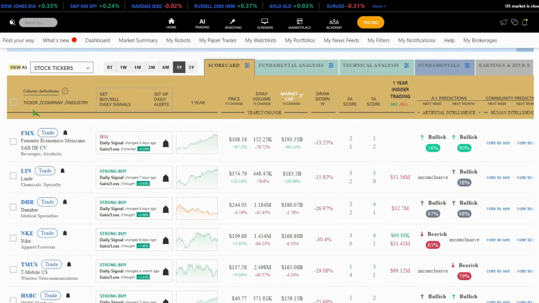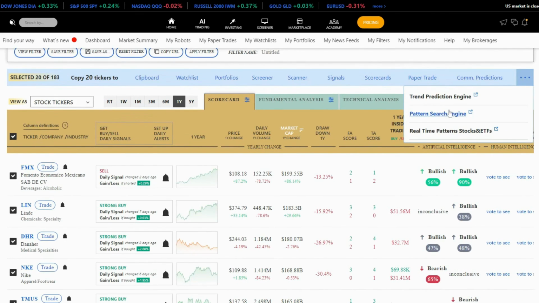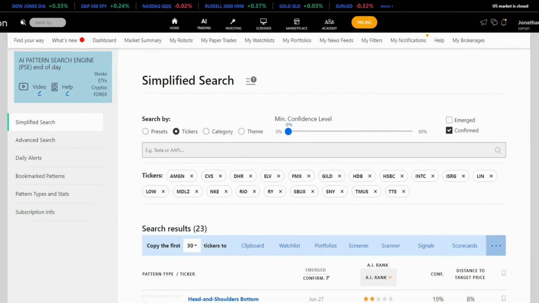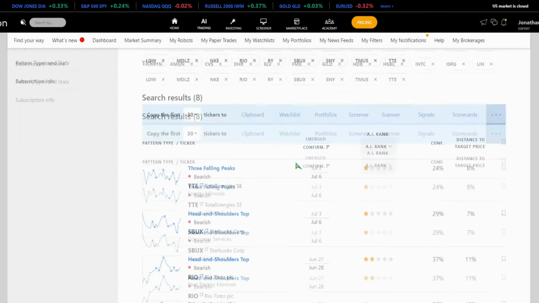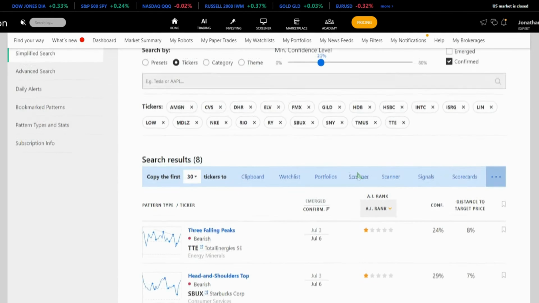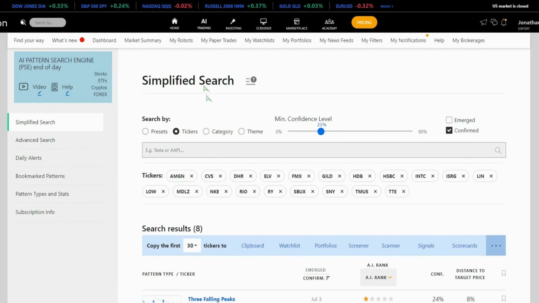With just 1 or 2 clicks, you can transfer these stocks to the simplified search, where you'll have access to patterns for each of them. Now you can set your desired confidence level and get a list of patterns for these excellent stocks you've picked. And that's how you can maximize the potential of our advanced pattern search.